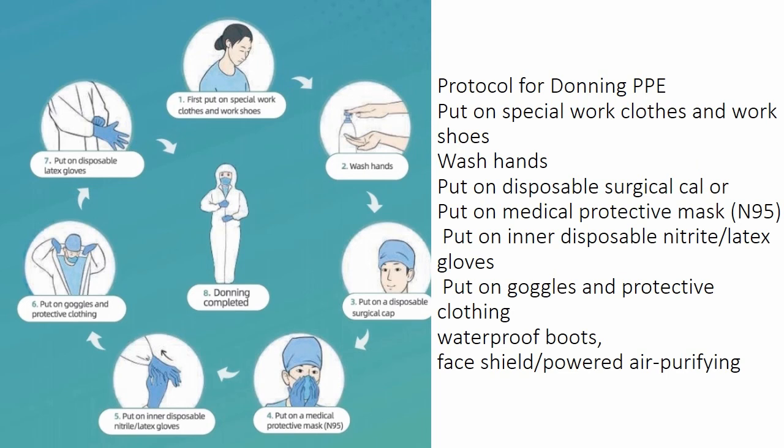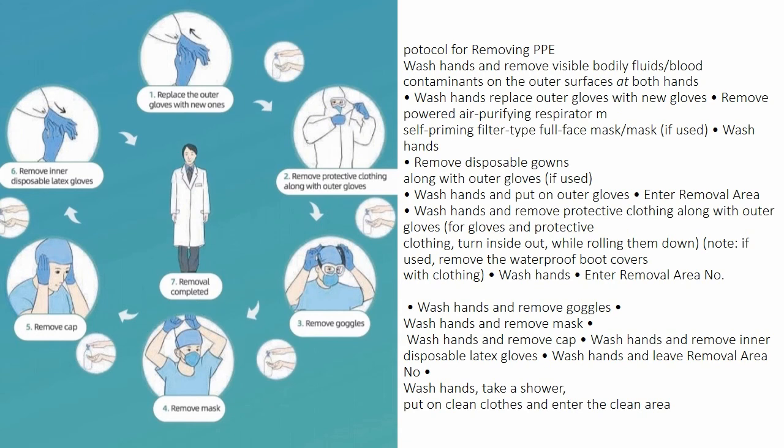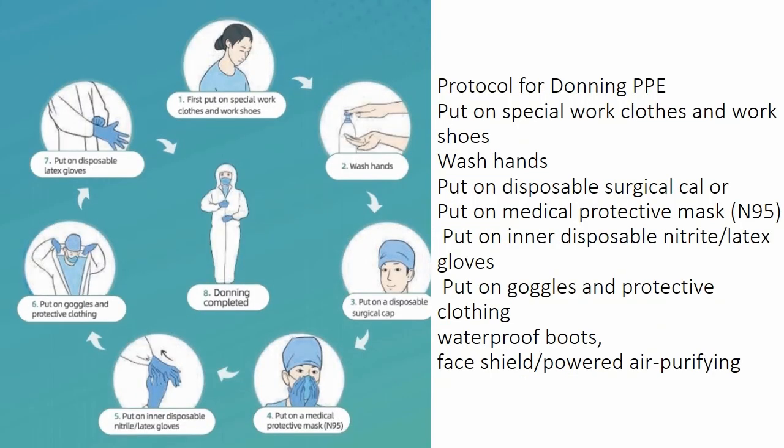This picture demonstrates the steps of wearing proper personal protection equipment. So first, you have to put on special work clothes and work shoes. And you have to wash your hands using hand washing guidelines. Then you can put on a disposable surgical cap and put on a medical protective mask like an N95 mask. Then you can put on inner disposable gloves and put on your goggles and protective clothing. Then you can put on disposable latex gloves again.